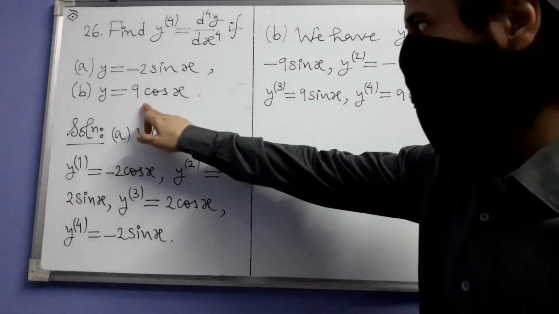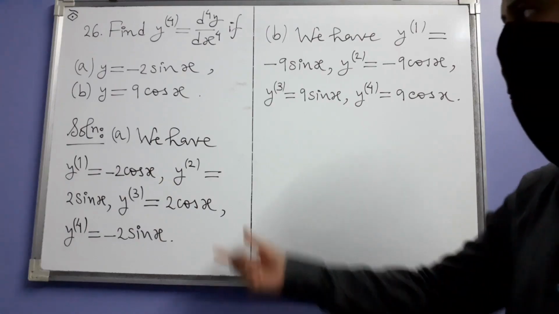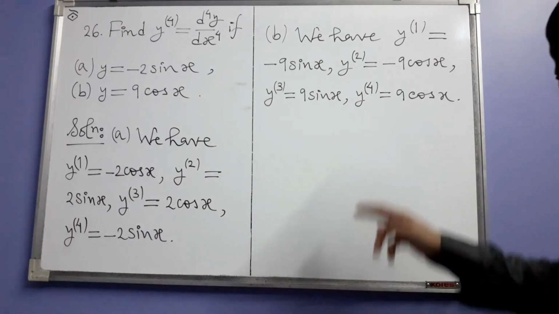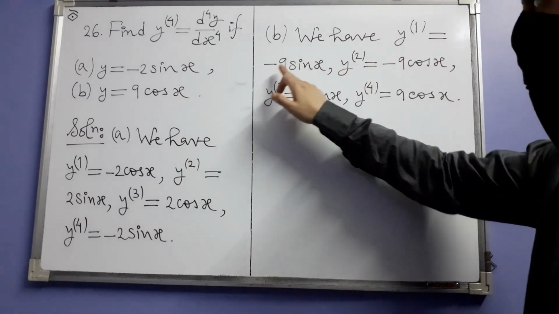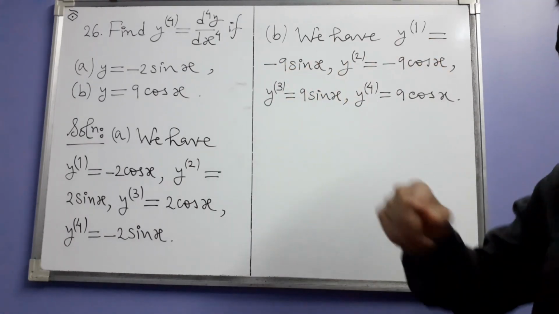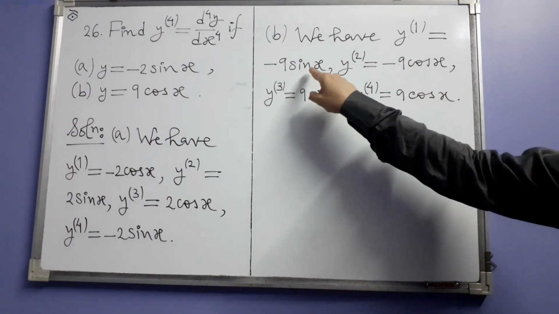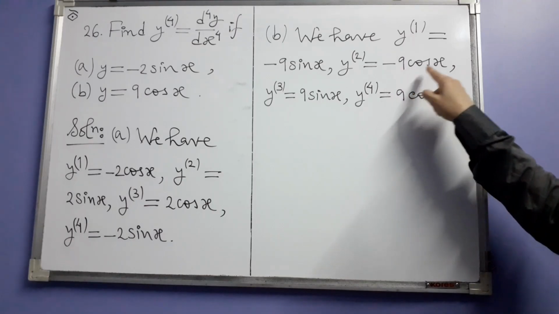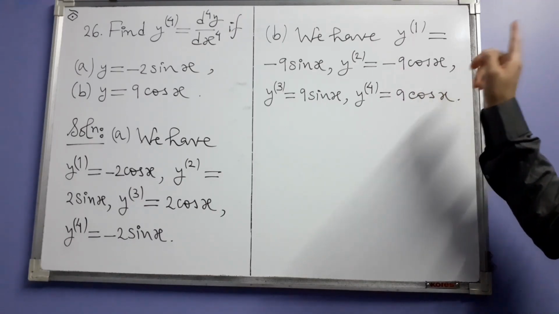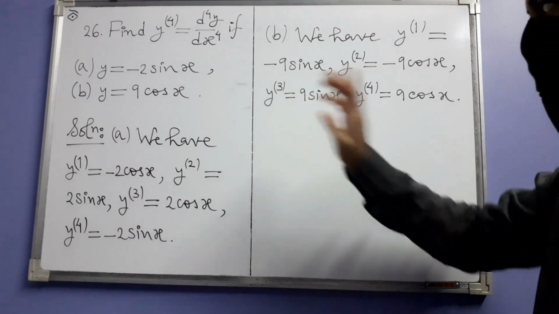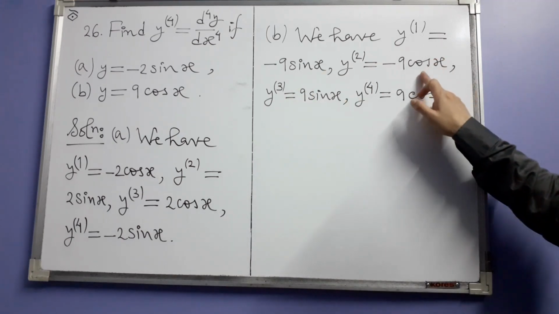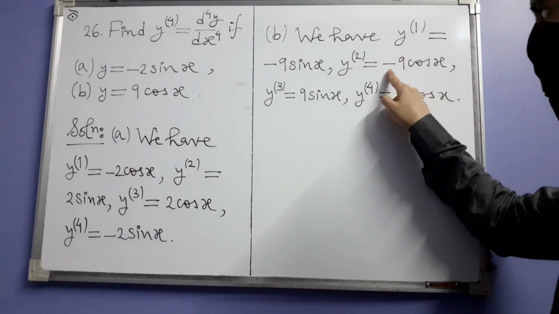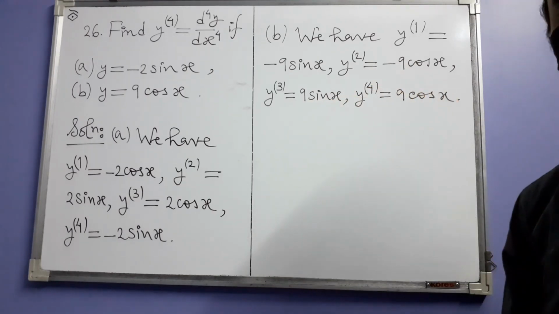This time the function is 9 cos x, because we are starting with cosine, so immediately we are going to get minus. So the first derivative is minus 9 sin x. Then you differentiate once more, and differentiating sin x you will get cos x. So the next one is minus 9 cos x. Then you differentiate once more to get the third derivative. Differentiating cos x will give you minus sin x. Multiply that with minus 9, you will get 9 sin x.